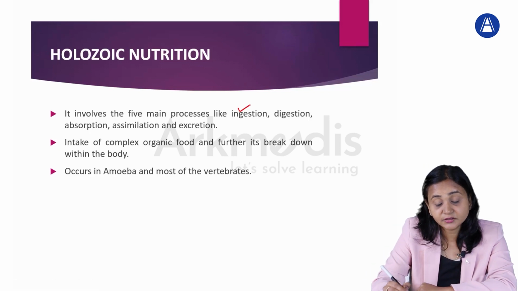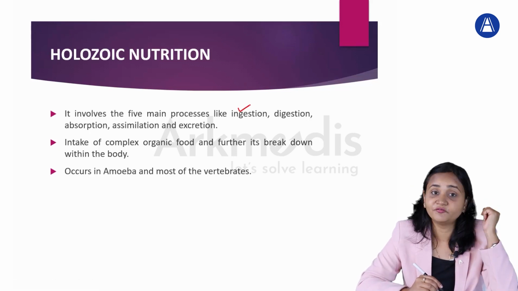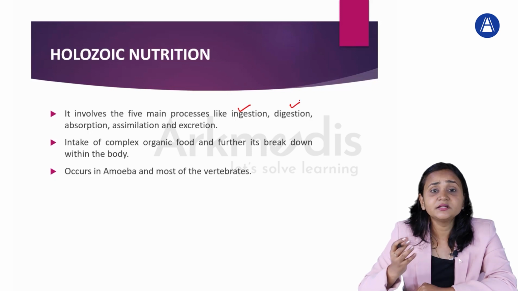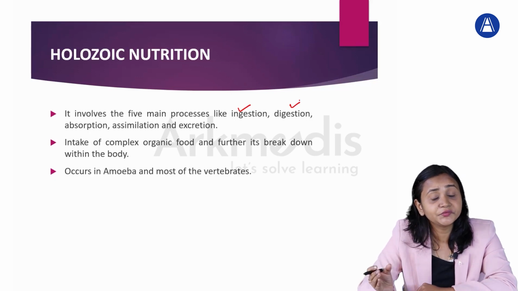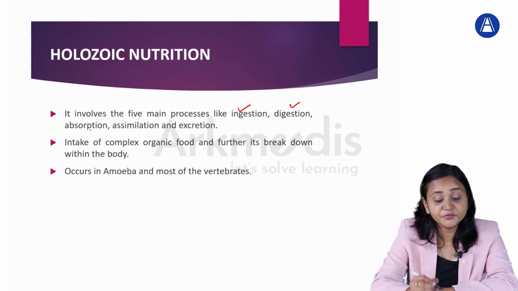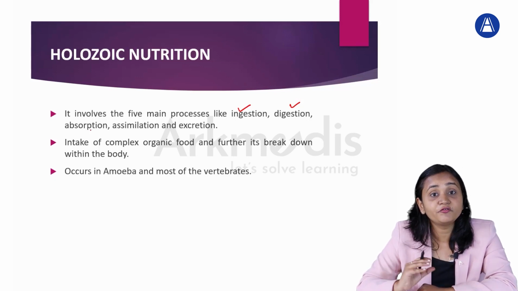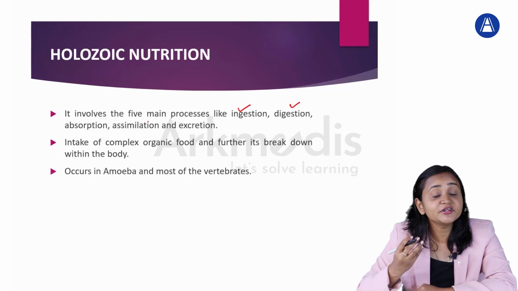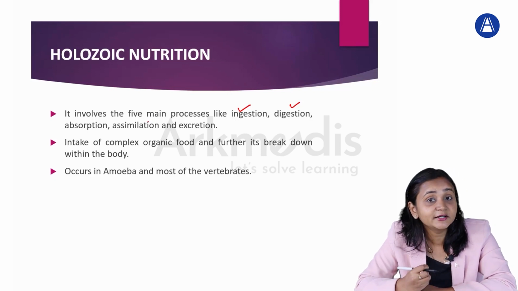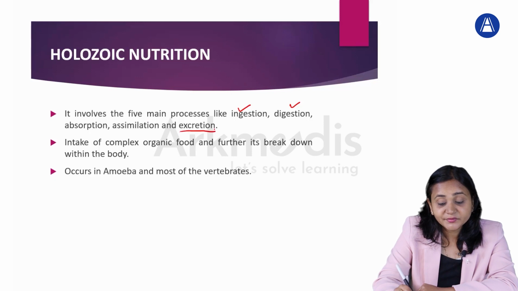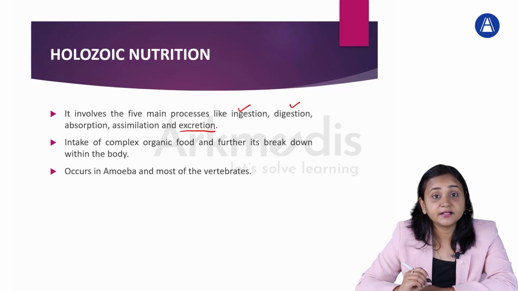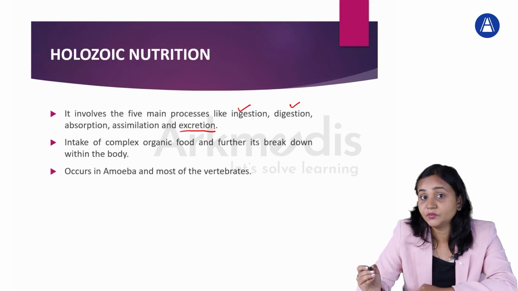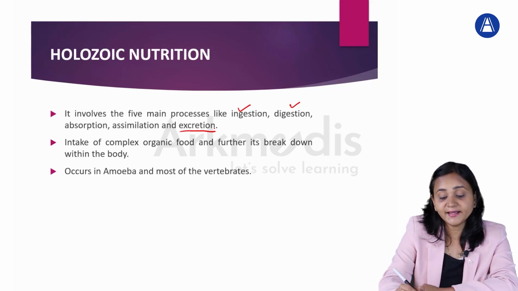These are ingestion. Ingestion means simply taking in of the food particle. Second is digestion. This involves the digestion of all the required nutrients from that food particle. Absorption means the absorption of all the nutrients inside the intestine. Assimilation means the derivation of energy from the food inside the body. And the metabolic wastes, that are the end products of metabolic activities inside the body, need to be excreted out, and that is done by the process of excretion.